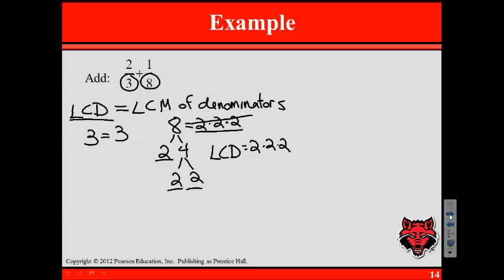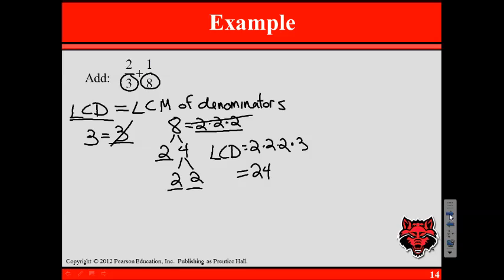The most we ever see 3 show up in any given list: we see it once in the first list, 0 times in the second list. So the greatest number of 3's is 1. Finished with the 3's. And once we multiply these 4 numbers together, 2 times 2 times 2 times 3, that gives us 24. And 24 will be the least common denominator.